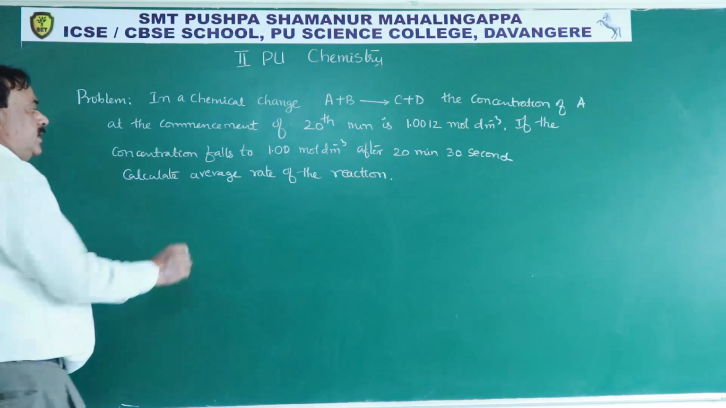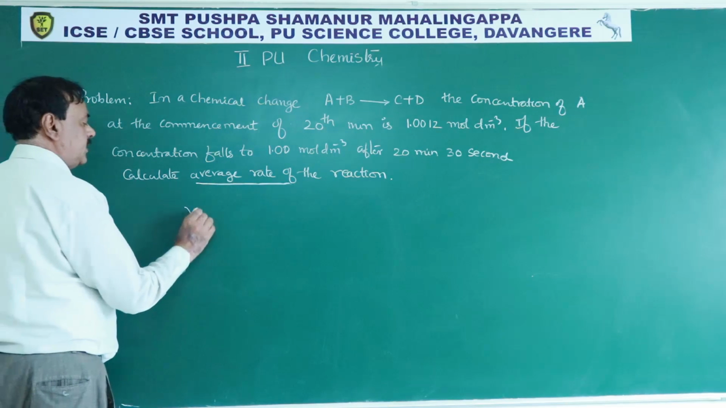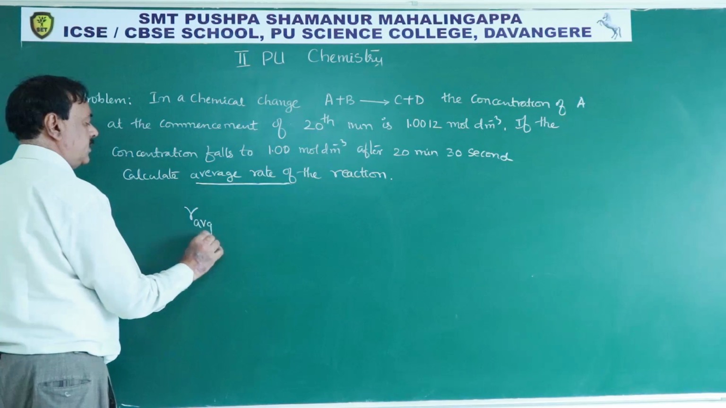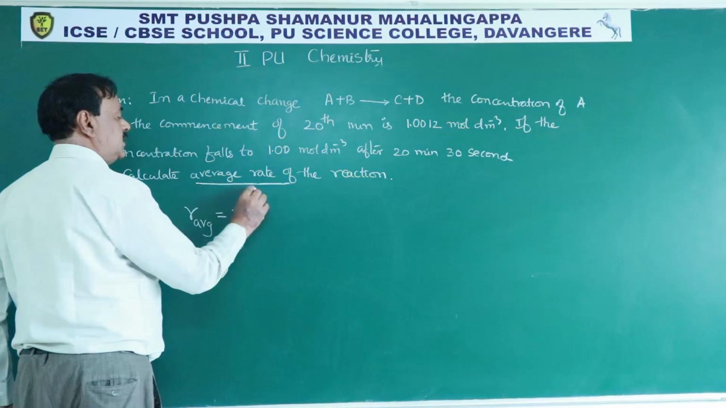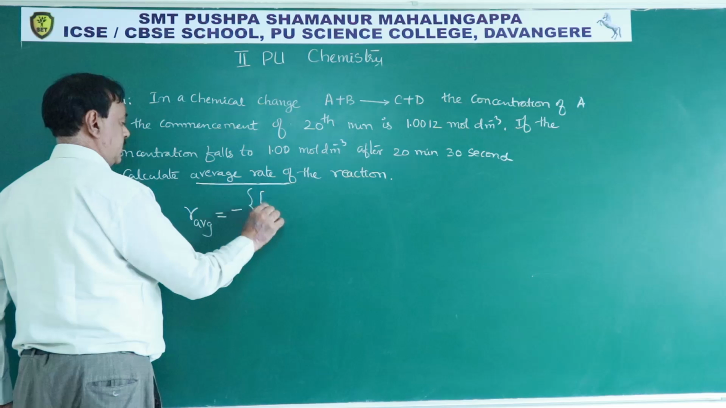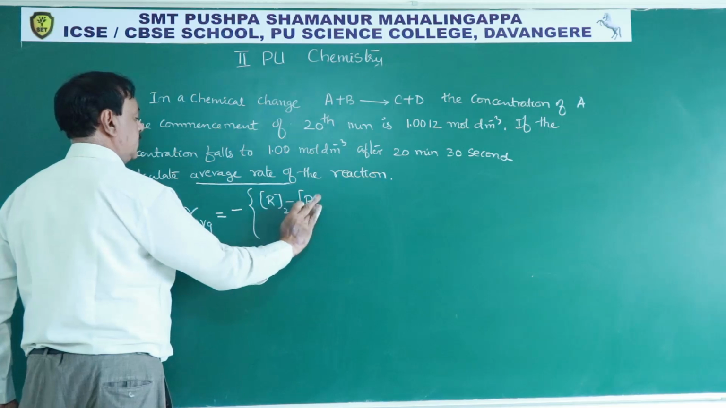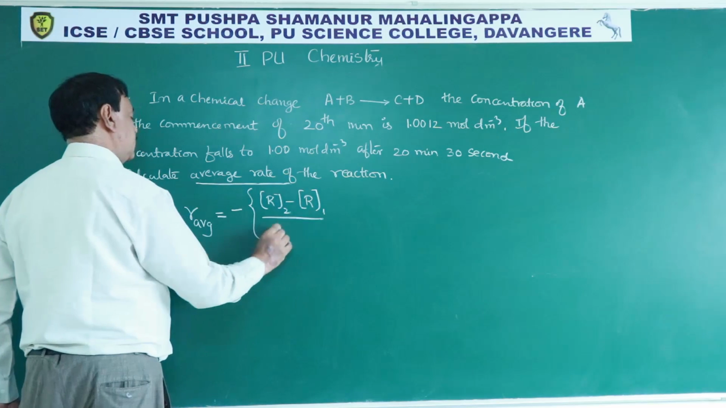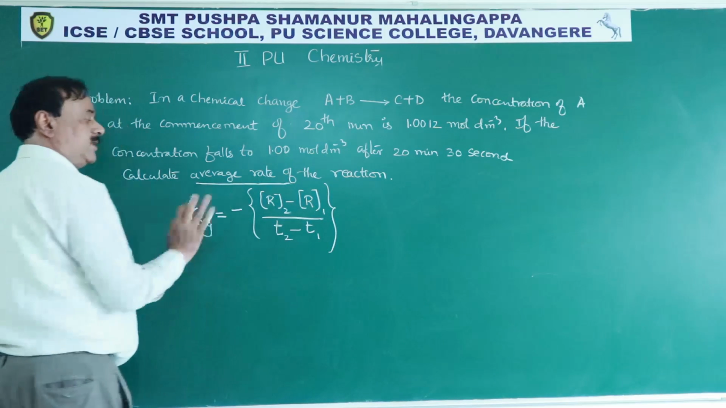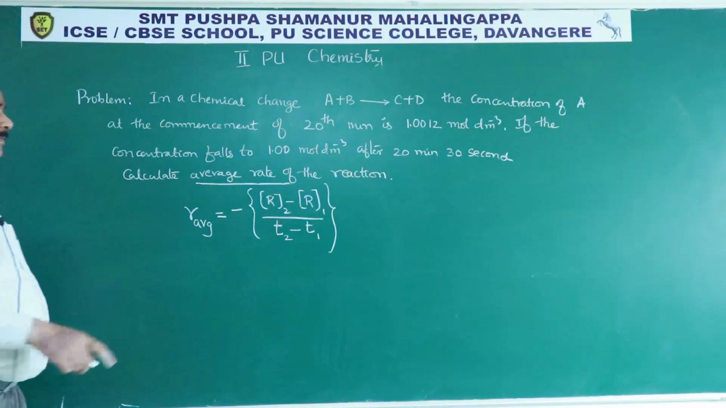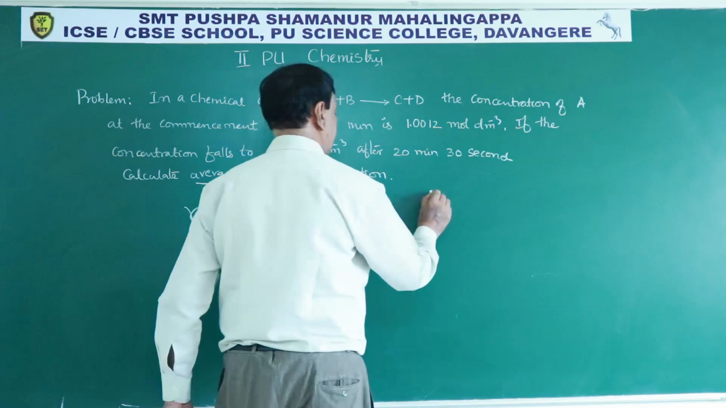Dear students, it is the problem based upon the average rate of the chemical reaction. What is the formula of the average rate of the reaction? R average is equal to R2 minus R1 divided by T2 minus T1. The minus sign is only of symbolic significance, but you have to calculate the R average.